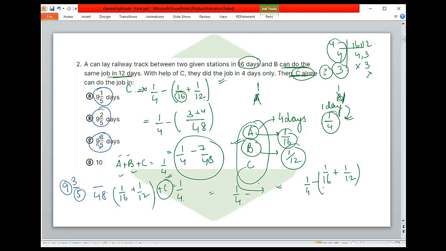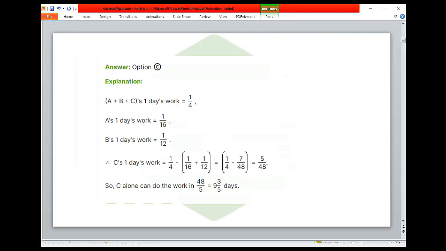And then you have to take the denominator, like 5 minus 4. Over here it would be 5. Answer would be option number C. Like look over here, 9 3 upon 5. This is how we have to do it. So it's 1 by 4, 1 by 16, 1 by 12 as given, and when you solve it out, when you do the mixed fraction, you get it in this particular manner.